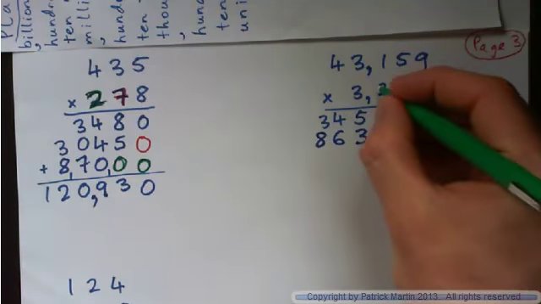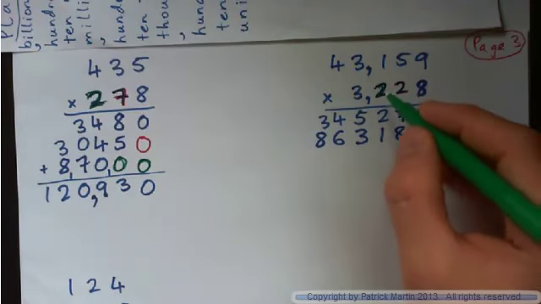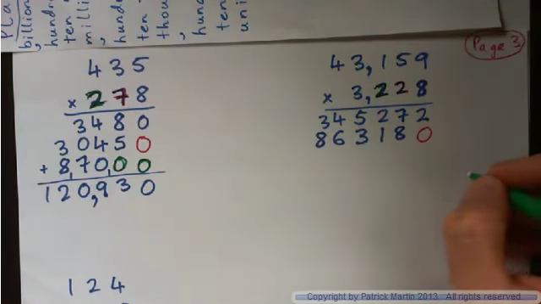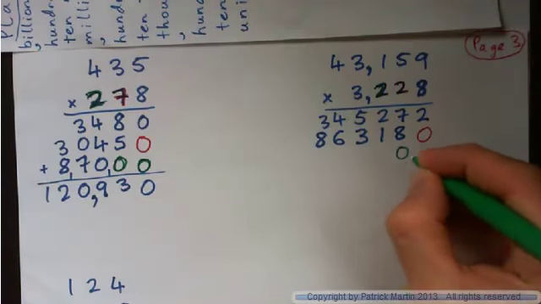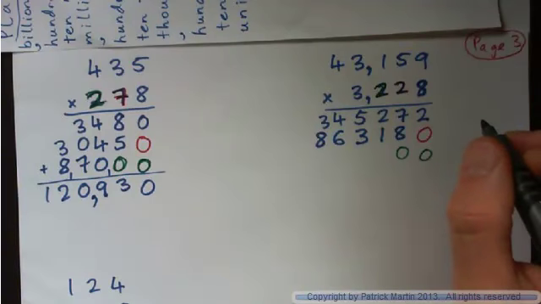Now we're going to multiply by this 2, and this 2 is 100. It's 100. So I put down how many zeros? 1, 2 zeros, and then multiply by 2.